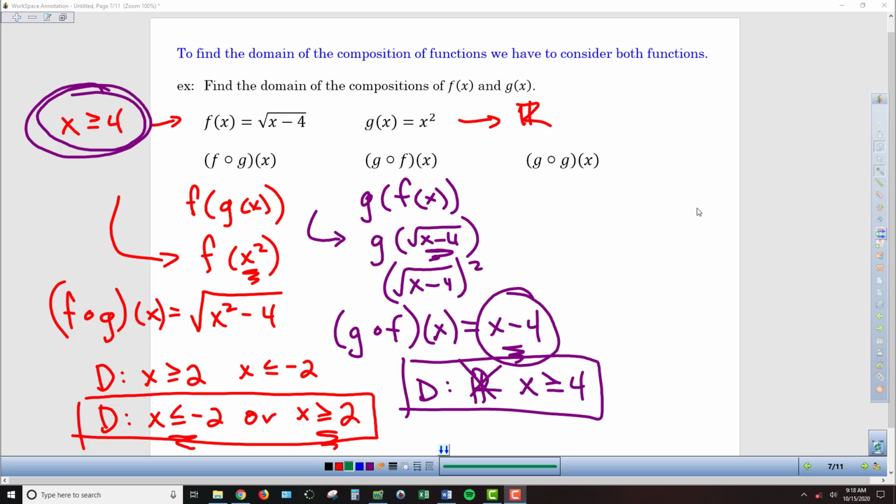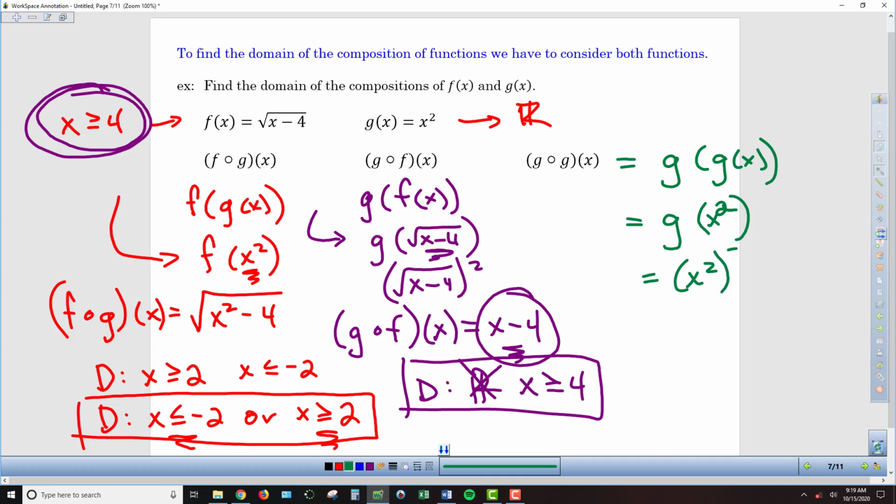For our last one, g of x, so we're looking at g of x written this way, so I'm just plugging the function back inside of itself. So to start off with, we have g of x squared, and so then I plug that back in, so we get x squared squared, or g of x is x to the 4th.